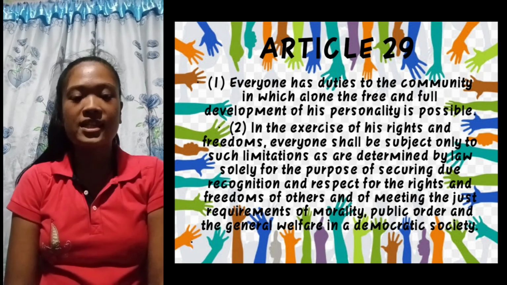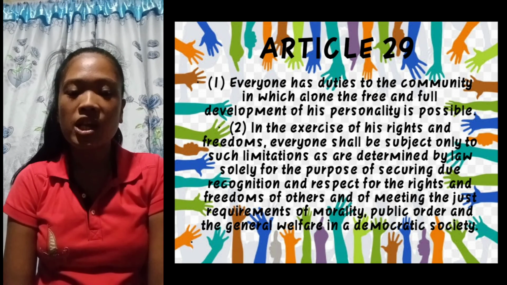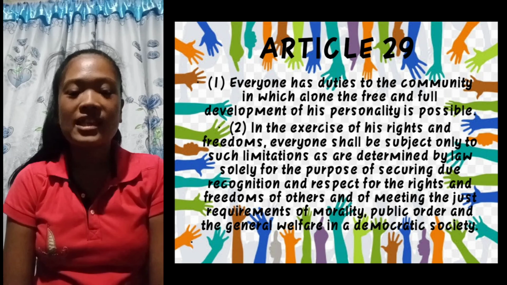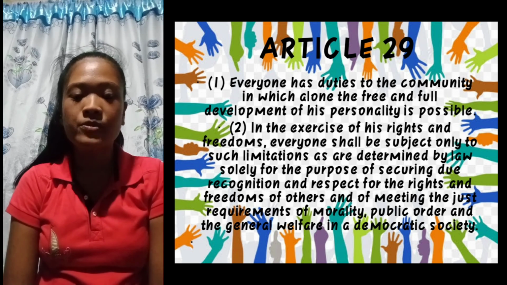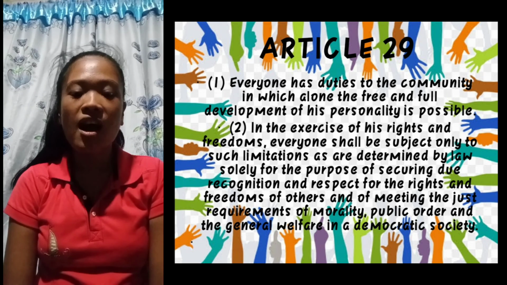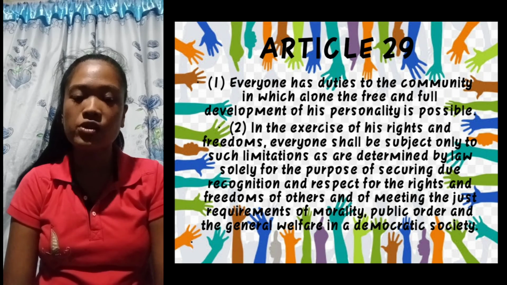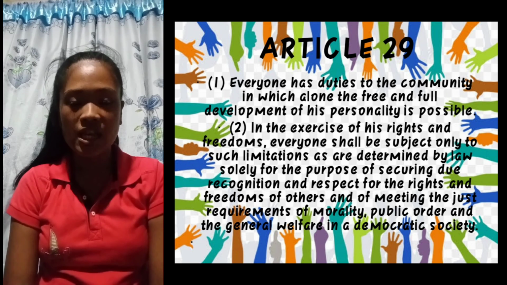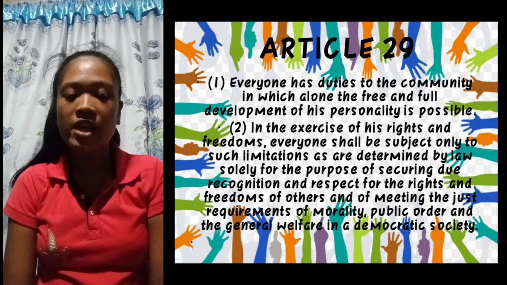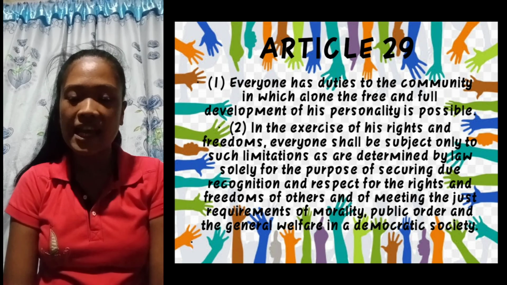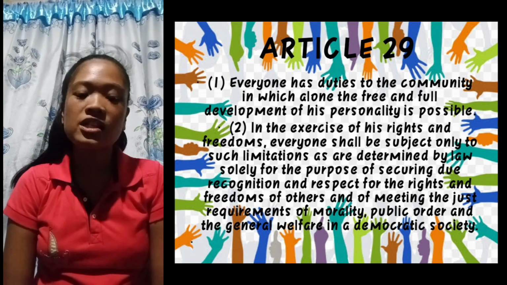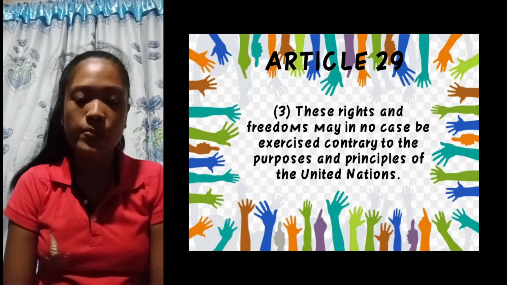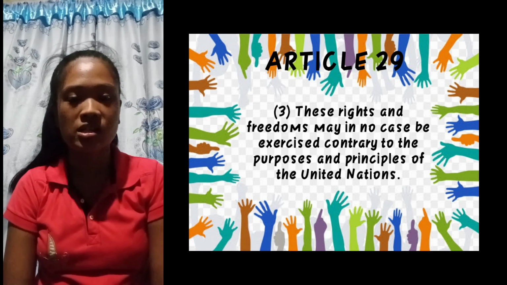Next is Article 29. Everyone has duties to the community in which alone the free and full development of his personality is possible. In the exercise of his rights and freedoms, everyone shall be subject only to such limitations as are determined by law solely for the purpose of securing due recognition and respect for the rights and freedoms of others, and of meeting the just requirements of morality, public order, and the general welfare in a democratic society. Another is that these rights and freedoms may in no case be exercised contrary to the purposes and principles of the United Nations.